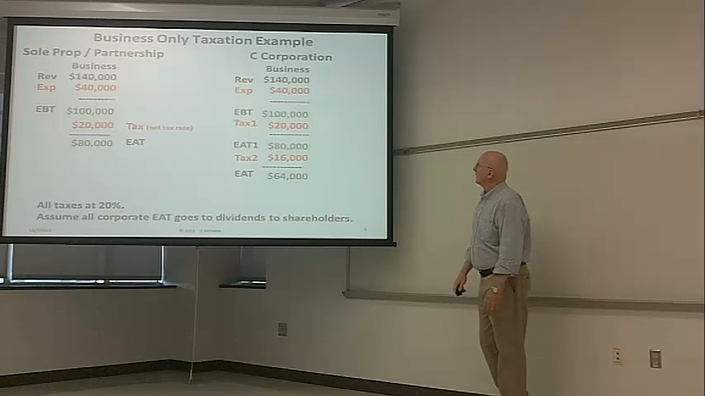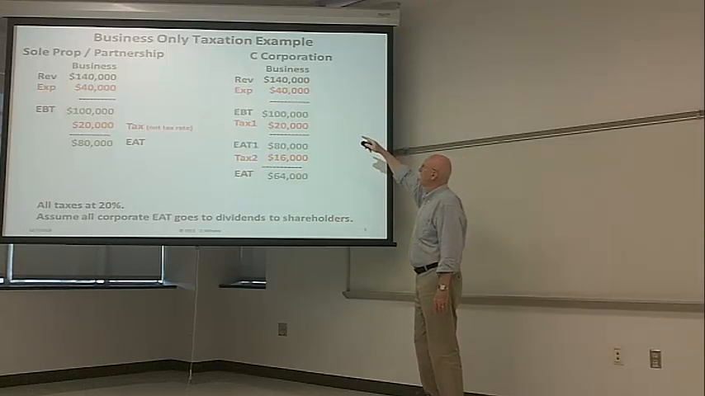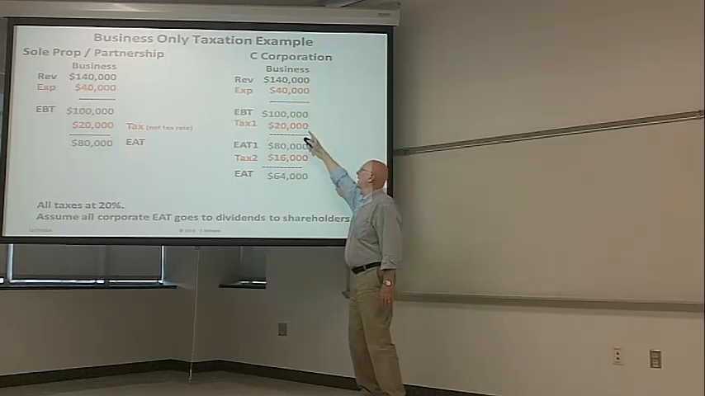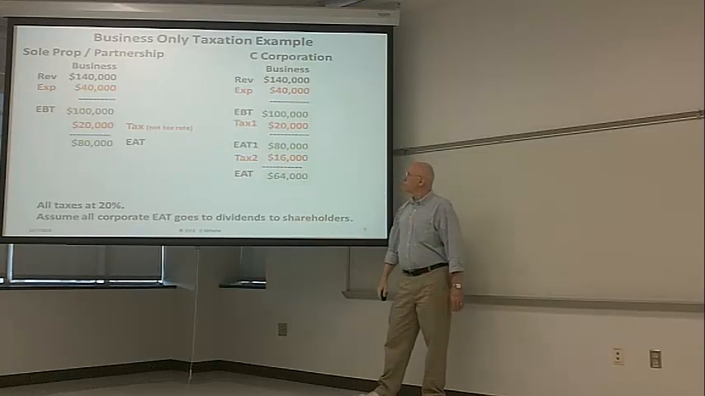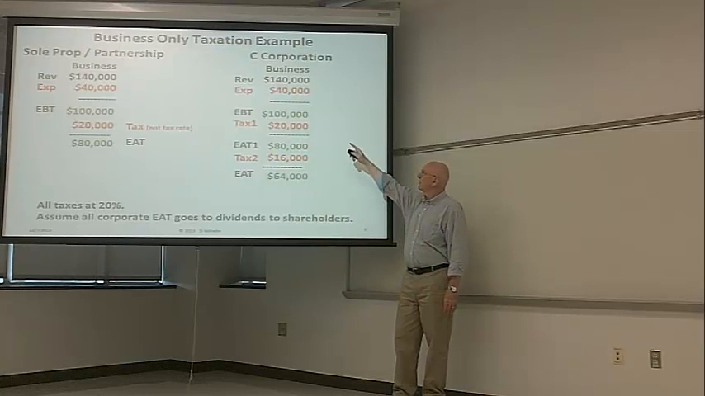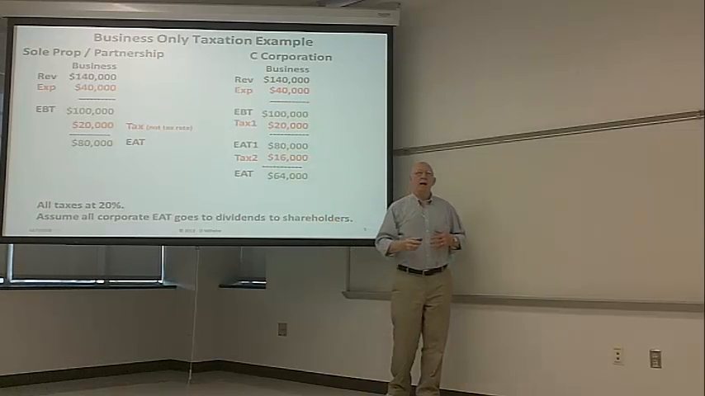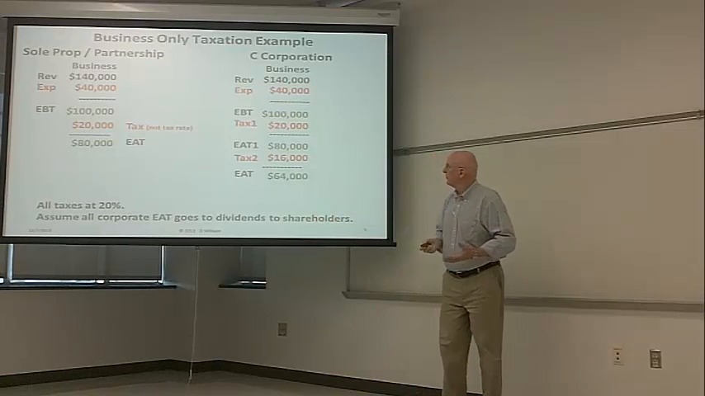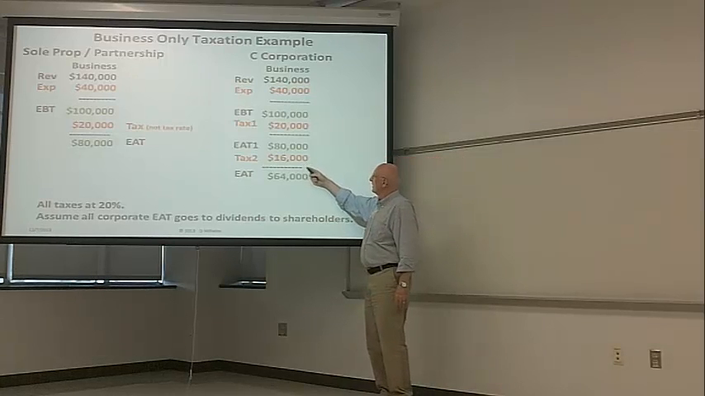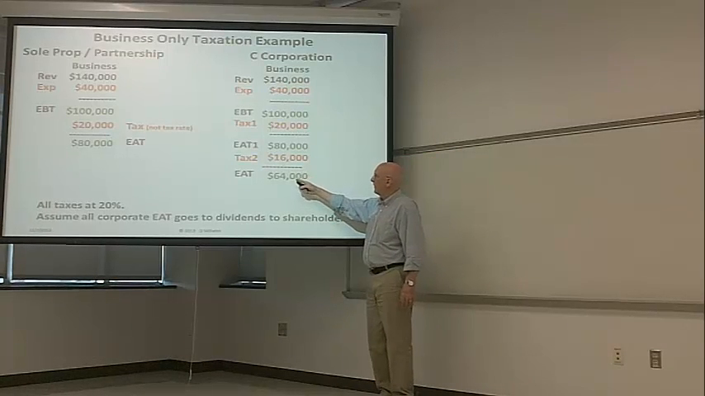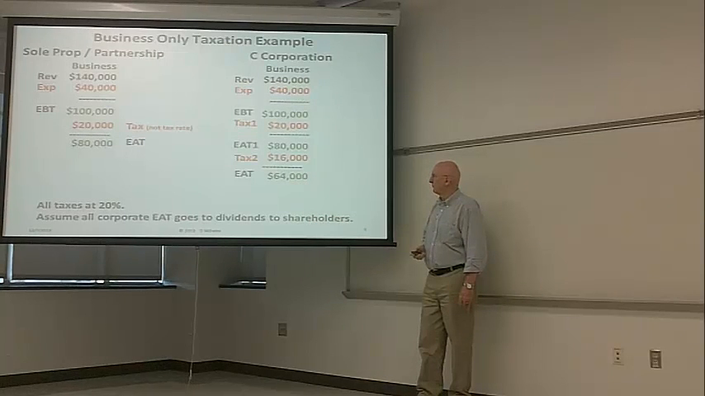If you are the owner of a C corporation, revenue minus expenses, you still have the earnings before taxes, but now you're taxed at the corporate level. 100,000 minus 20,000, you've got 80,000 left. But now when the owners receive them as dividends, they're taxed again. So rather than having $80,000 left, there is $64,000.